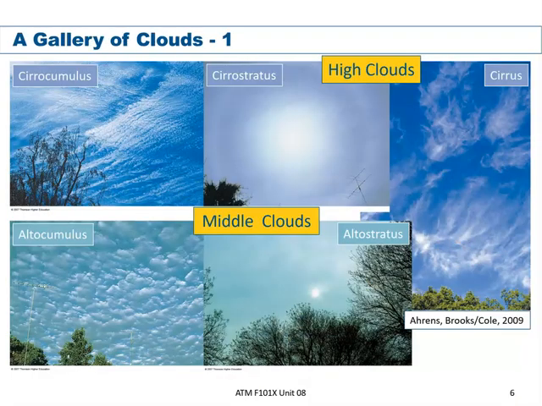A gallery of clouds showing the 5 high and middle clouds. The high clouds: cirrus are wispy, cirrostratus a more uniform layer, and cirrocumulus are heaped. The middle clouds: altostratus are a uniform layer, and altocumulus are heaped.